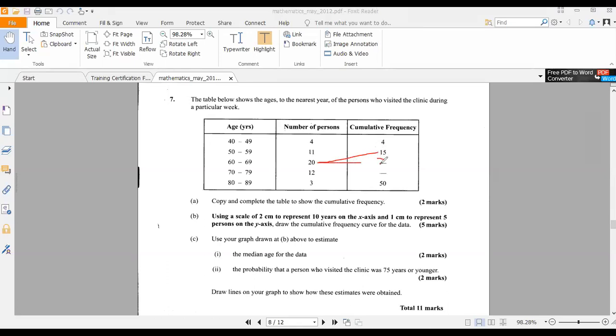Then you are going to add the 12, which gives you 47. Right, you get 47. 47 and 3 will give you 50. So that's how you complete the table.